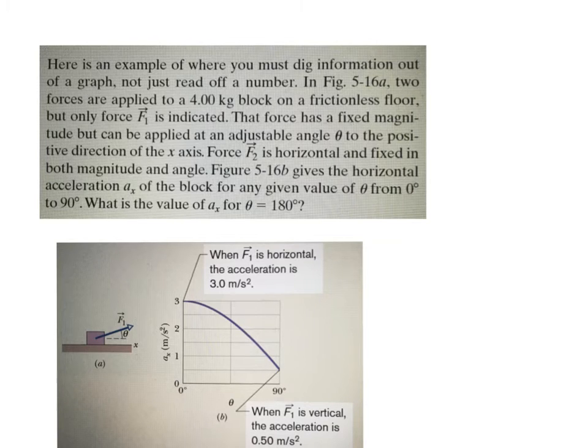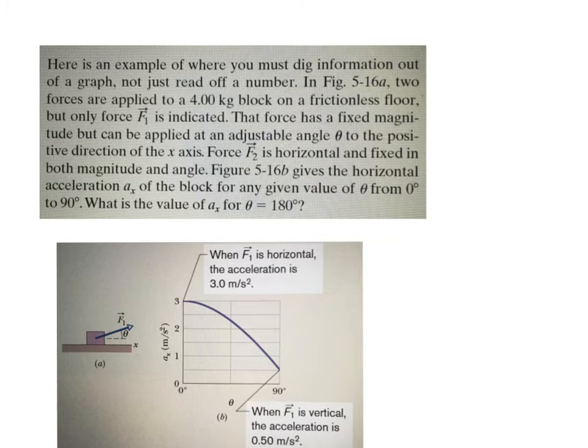In 5-16a, two forces are applied, and friction is 0, but only one force is indicated. That's F1 right here. It says that force has a fixed magnitude but can be applied at an adjustable angle. So this force, the angle can change depending on how you're pulling on it. F2 is a horizontal force and is fixed in both magnitude and angle, meaning it's not going to change. So F2 you could either draw this way or you can draw it this way. The angle is not changing there. And it's horizontal, so I know that it's got to have an angle of 0 degrees.